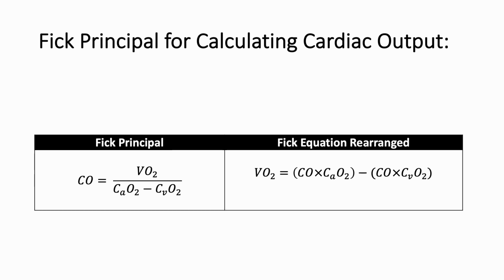With the appropriate samples collected and analyzed, as long as we know the patient's cardiac output, we can first calculate the oxygen content of each of these samples, as discussed previously, and then through the use of fixed principles shown here, we can determine the patient's oxygen consumption.